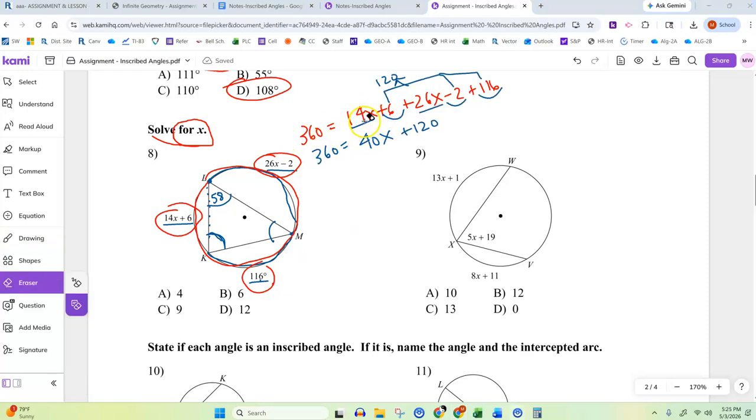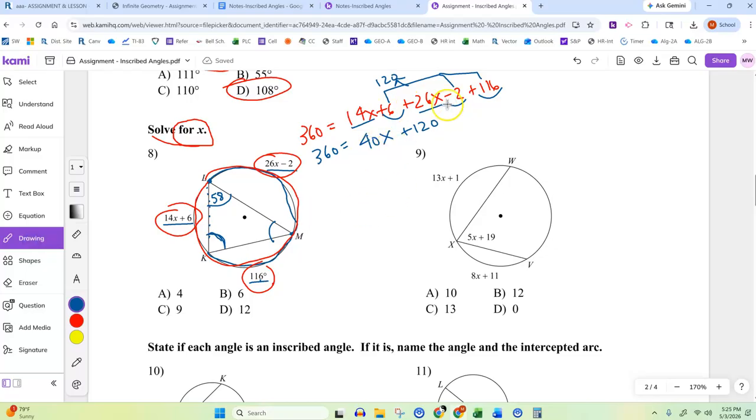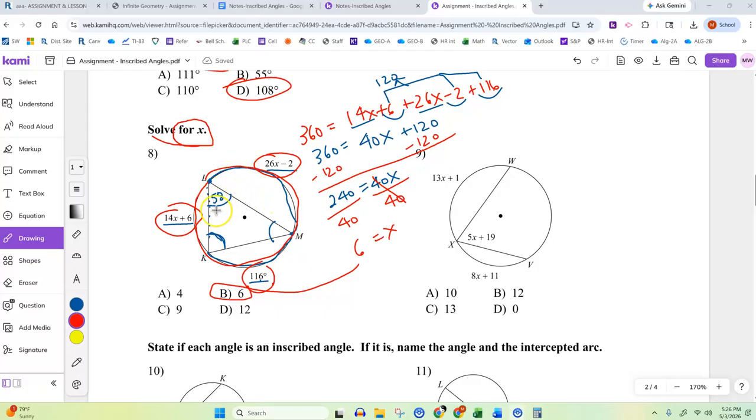Okay, so I combine the 14x and the 26x to get 40x, and then I combine 6 minus 2 and 116 to get 120. Subtract 120 from both sides to get 240 equals 40x. Okay, divide both sides by 40 to cancel out the 40. 6 is equal to x. Okay, so here it didn't really help to know this angle because we don't know those two angles. So we couldn't take a number here and relate it to that. And we couldn't do one from here to here. So we couldn't use the inscribed angle itself to figure out the information. We just had to put all three of those together to get the arc.